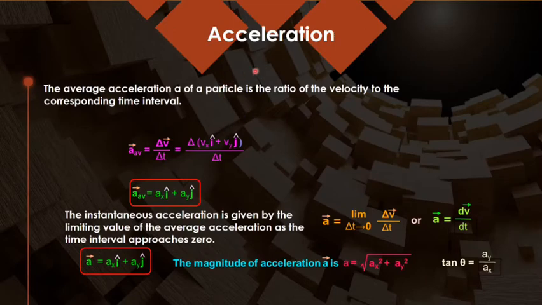Similarly, if you wish to write acceleration, that is average acceleration, that is delta v by delta t. Now I will write velocity in component form as Vx i cap plus Vy j cap divided by t. So I can write it as Ax i cap plus Ay j cap. And if I am writing the instantaneous acceleration, again it can be written as dv by dt, or limit delta t tends to 0 of delta v by delta t. So I can write it as Ax i cap plus Ay j cap, and the magnitude is given by the square root of the sum of the squares, that is Ax square plus Ay square.